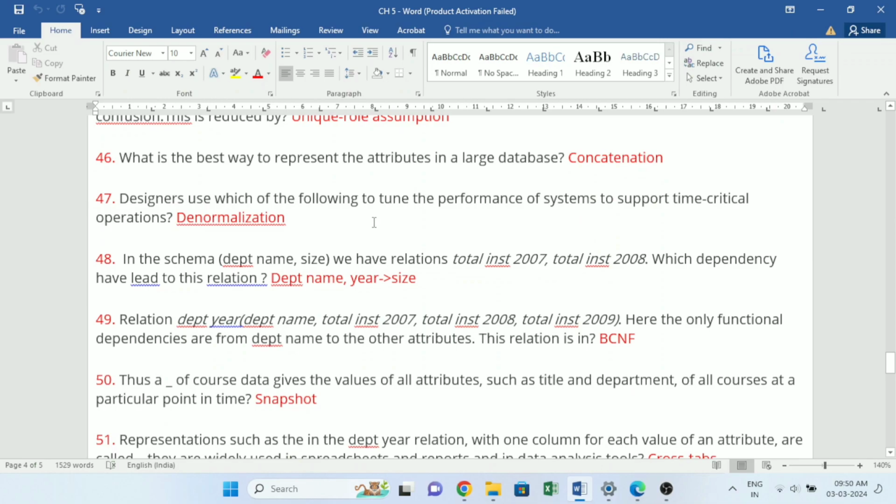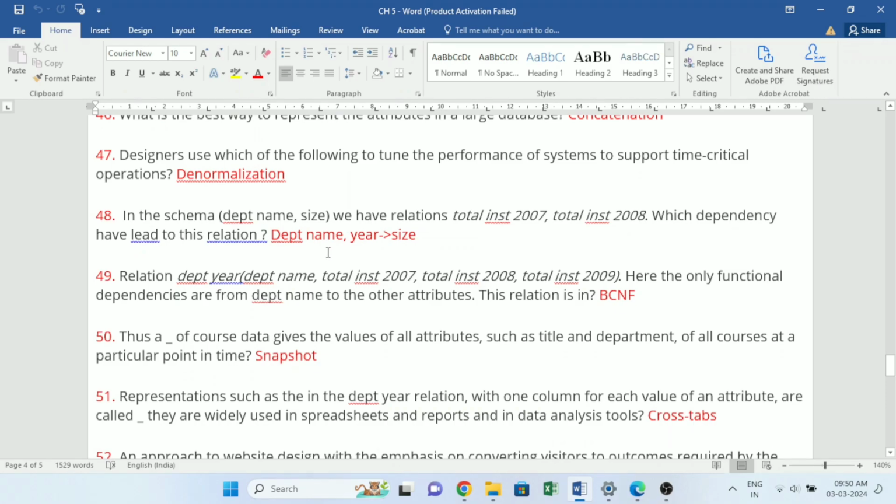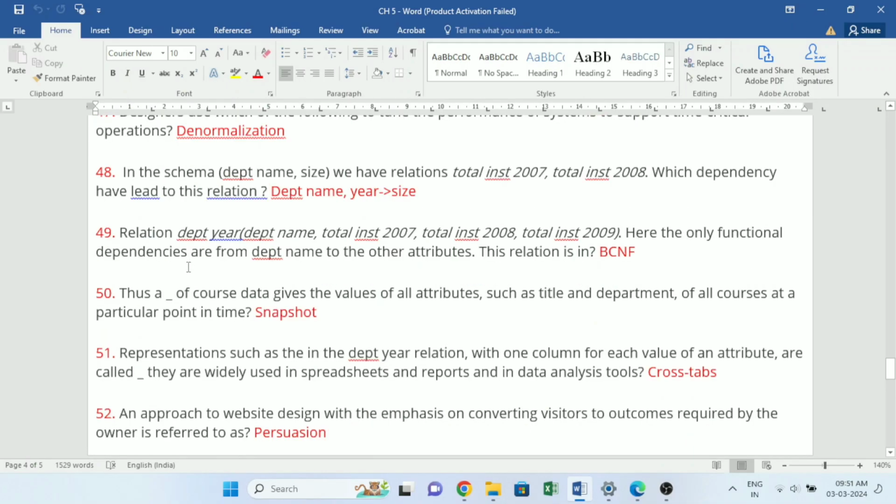Concatenation. 47. Designers use which of the following to tune the performance of systems to support time-critical operations? Denormalization. 48. In the schema, department name, size, we have relations total inst 2007, total inst 2008. Which dependency have lead to this relation? Department name, year-size.